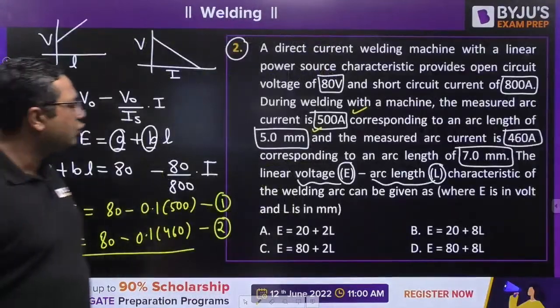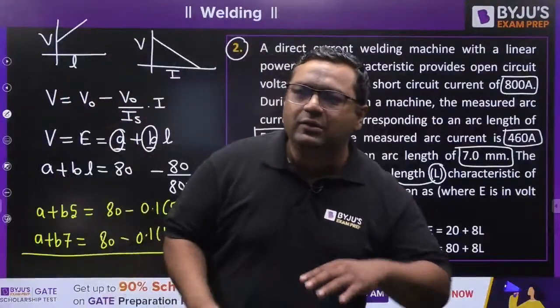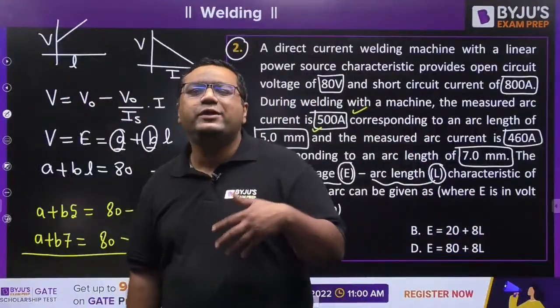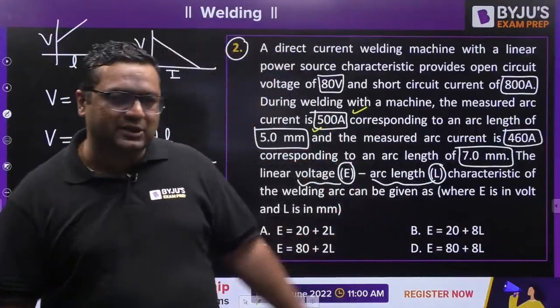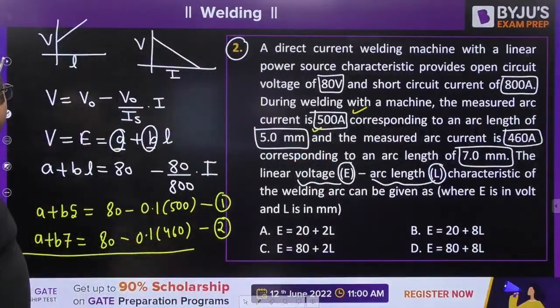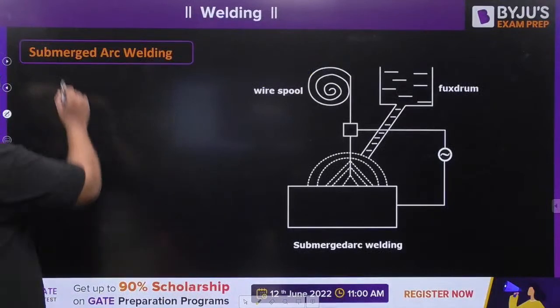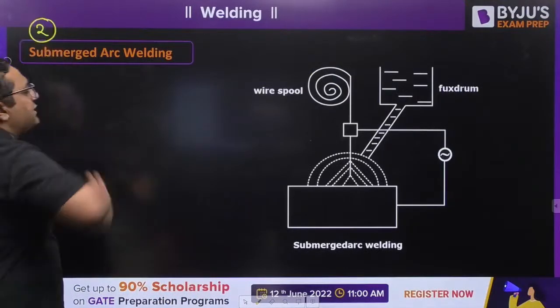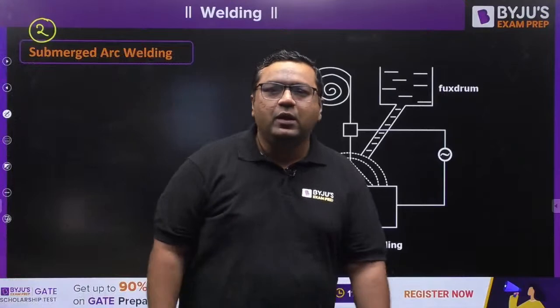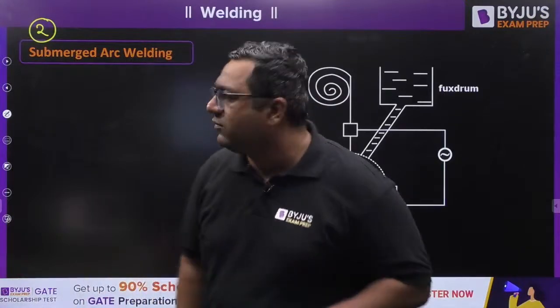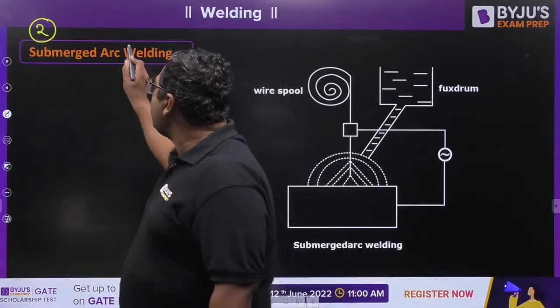So my dear, these are the 2 questions we have solved. There are 3-4 other types which we are going to discuss after some theory discussion. So my dear, now we are coming to the second type of arc welding process, that is said to be submerged arc welding process. This is again a type of arc welding process.